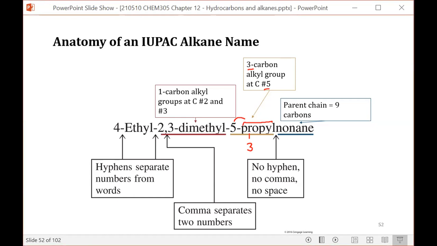We have a 1-carbon alkyl group located at both carbon 2 and carbon 3. And I know we have 2 of these because we have dimethyl, and methyl means 1 carbon. And then at carbon number 4 along the chain, there's an alkyl group that has 2 carbons. Ethyl means 2, so there's a 2-carbon alkyl group located at carbon number 4. So, do you think you could draw this based on the name?